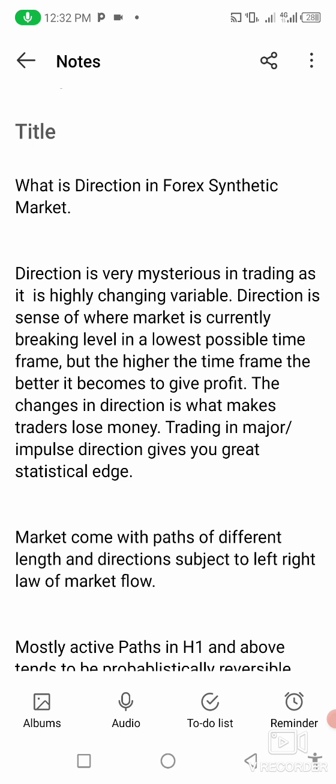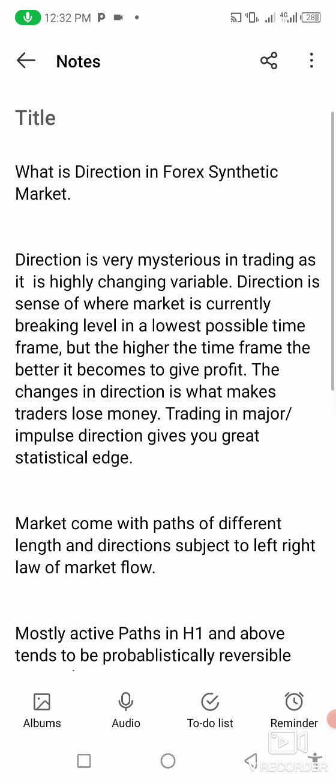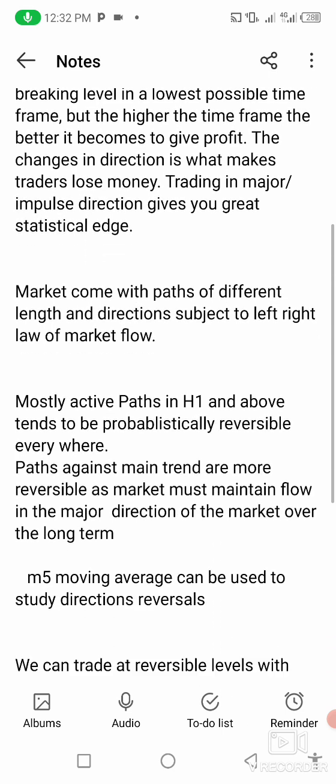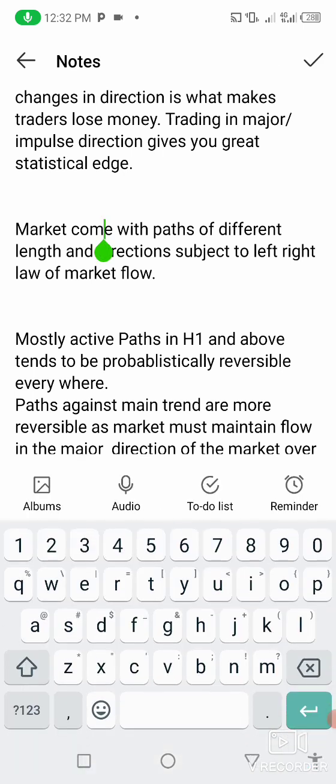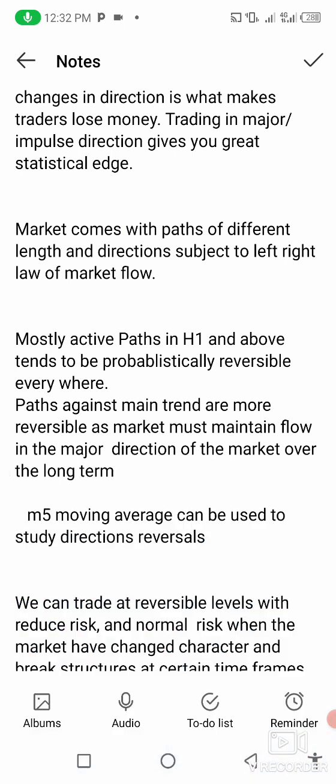The changes in direction is what makes traders lose money. Trading in measured or impulse direction gives you a great statistical edge. Market comes with paths of different lengths and directions, subject to the left-right law of market flow, which I'm going to explain when I get to the chart.